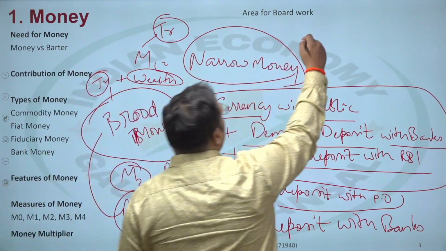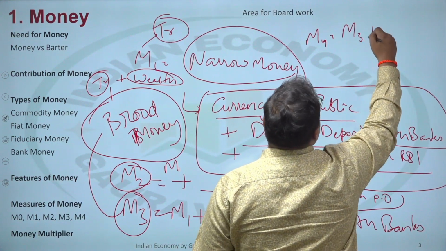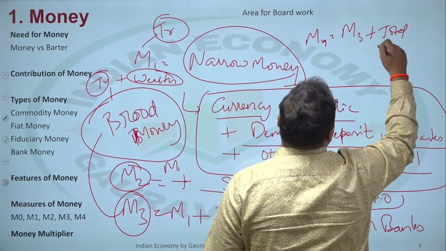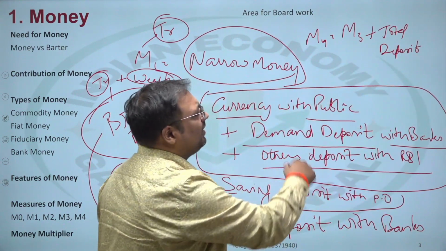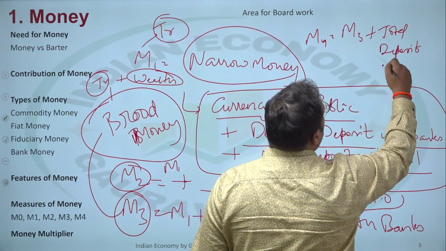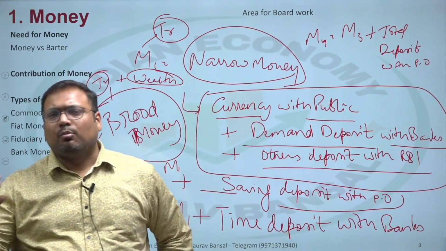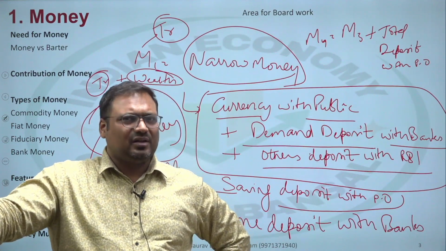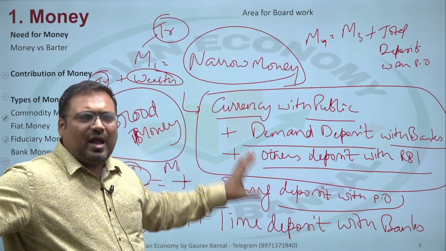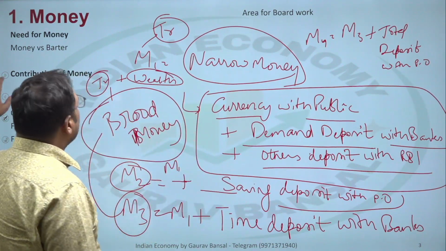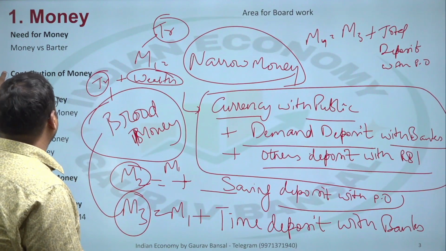Now what is M4? M4 is simply M3 plus total deposit in post office. Okay, in M3 we have total deposit in banks. In M4 we have M3 plus total deposit with post office. M3 is the most important measure here and M4 is the least important measure here. Okay, so M1 and M3 are relatively more important because the importance of post offices has gone down. This measure is not very relevant anymore.